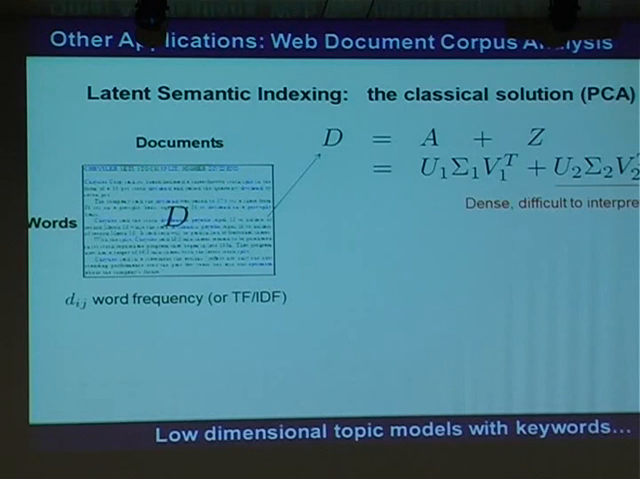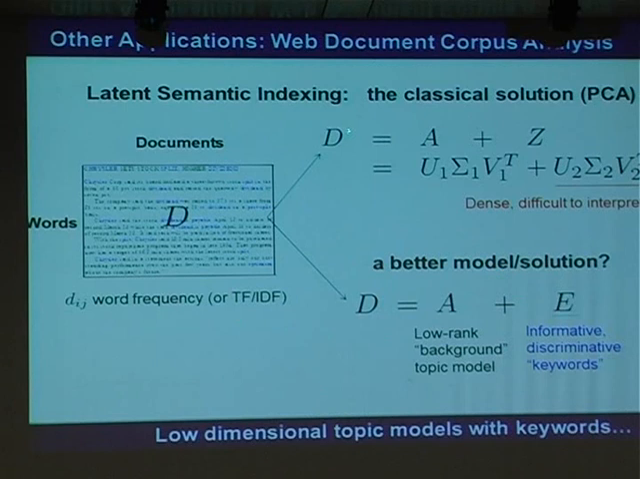Also, whenever you have data that forms a matrix, you can actually apply this kind of tool. So this is a latent semantic indexing we did. Actually, instead of using PCA, we used the low-rank plus sparse model.